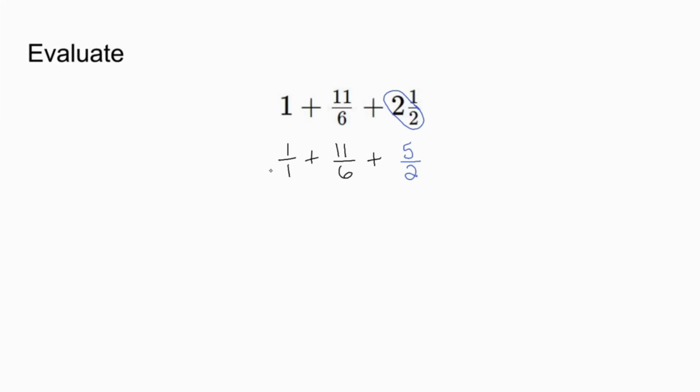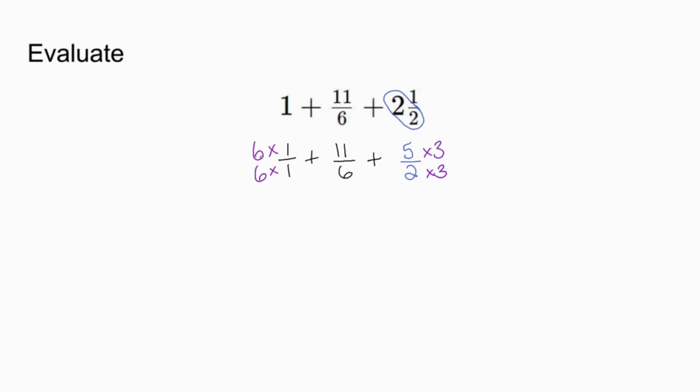How do I turn that 1 into 6? Multiply it by 6. Whatever I do to the denominator, I do to the numerator as well. How do I turn 2 into 6? Multiply by 3. Whatever I do to the denominator, I do to the numerator as well.